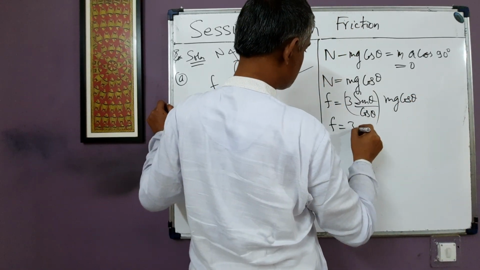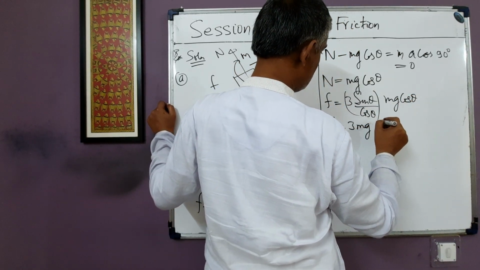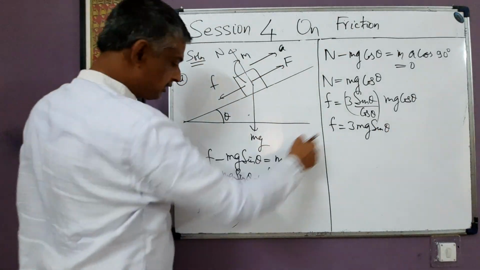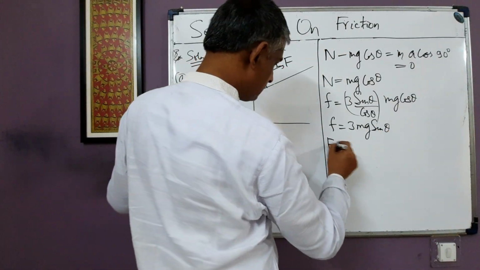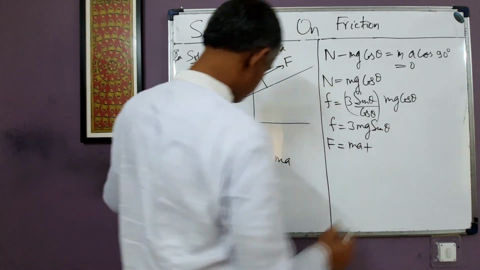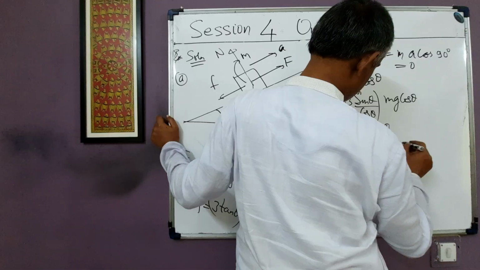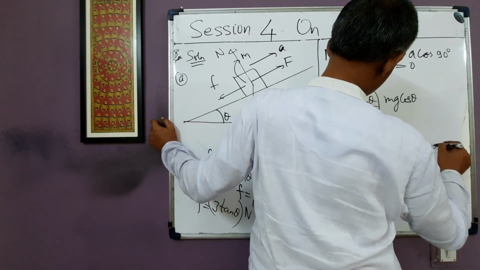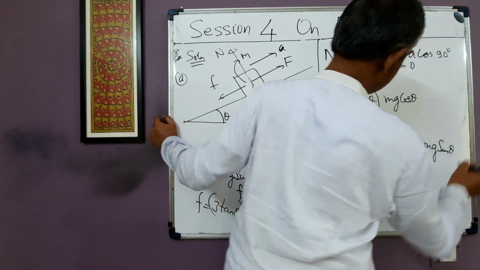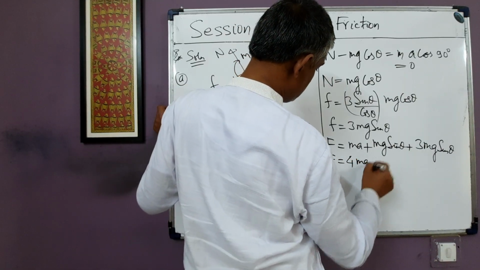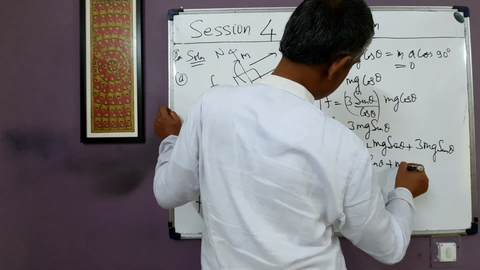So F becomes 3 mg sin theta. Now substitute this F in this formula here. F is equal to ma plus mg sin theta plus 3 mg sin theta. Okay, so F becomes 4 mg sin theta plus ma.